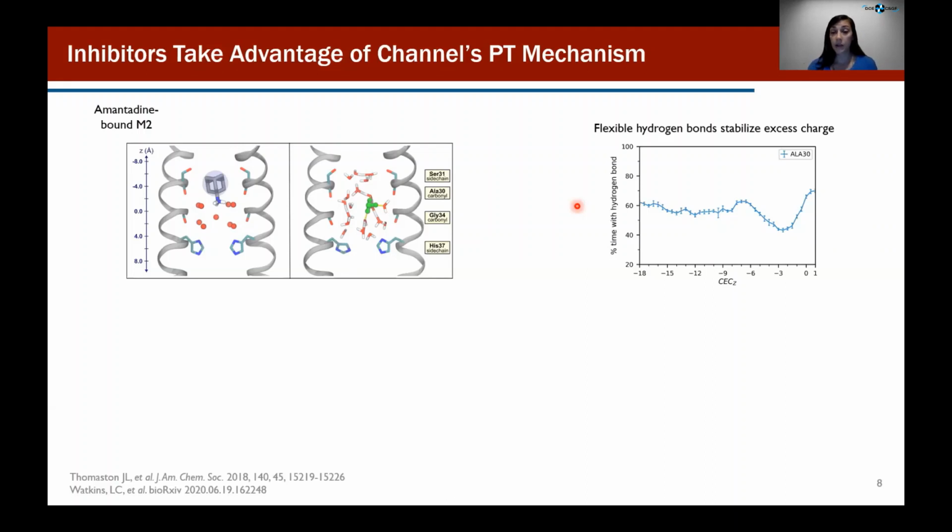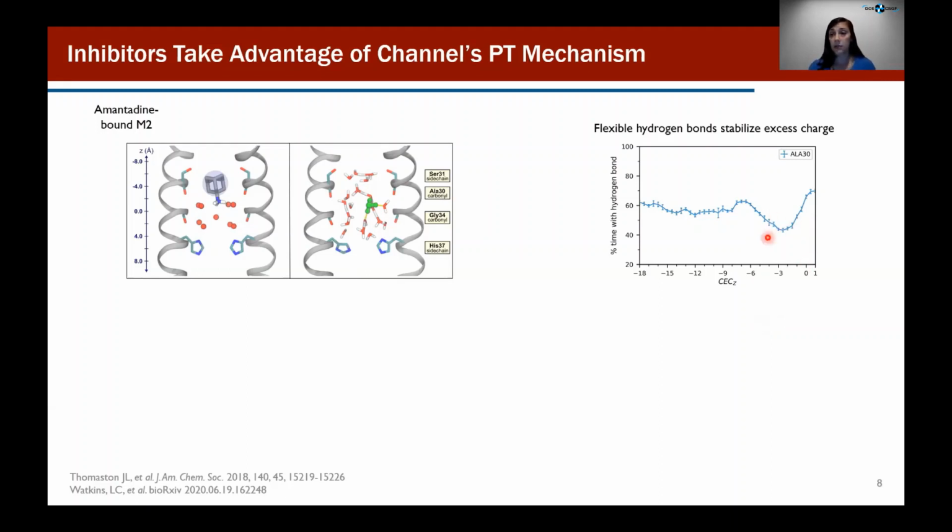And so this is a plot of the hydrogen bond occupancy of the alanine 30 carbonyl with water in the channel. You can see it's pretty stable as the proton is outside of the channel. But once the proton in this region approaches the Ala30 carbonyl, the occupancy significantly decreases. And what this shows is that these flexible interactions are able to help stabilize the excess charge. So in a sense, the Ala30 carbonyls are sharing their waters with the proton as it's in this region.